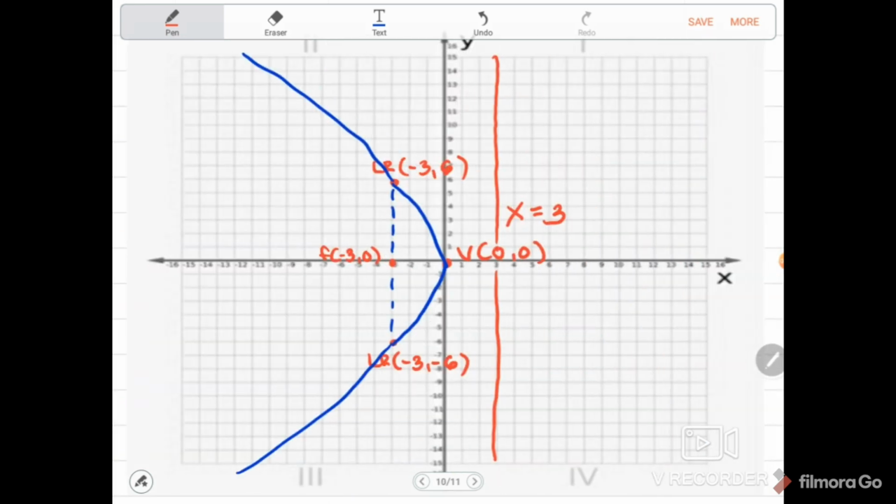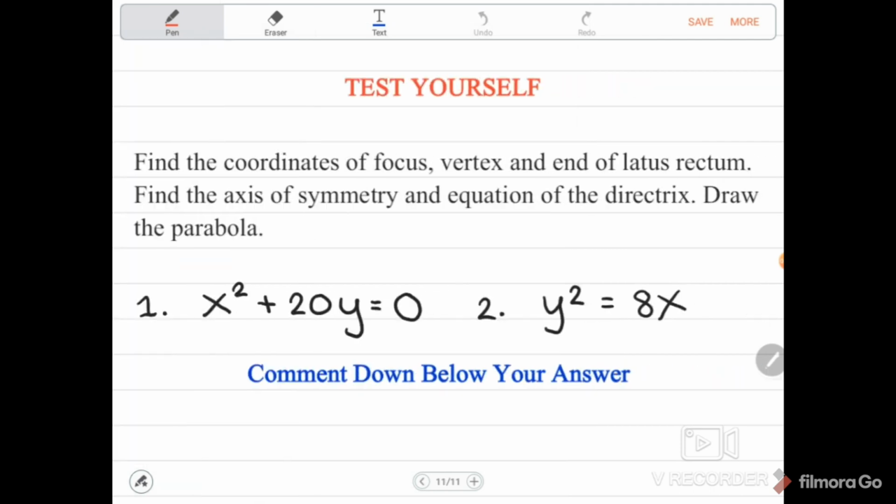So, let's proceed. Test yourself. Let us see if you really learn from this video. Find the coordinates of focus, vertex, and end of latus rectum. Find the axis of symmetry and the equation of the directrix. Draw the parabola. Number 1, x squared plus 20y is equal to 0. Then the other one, number 2, y squared is equal to 8x.